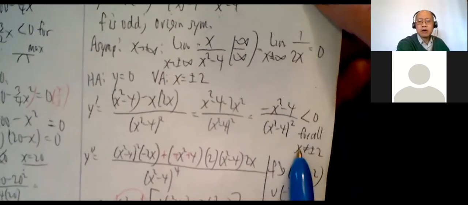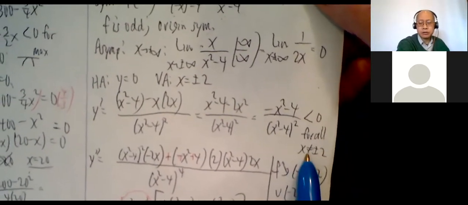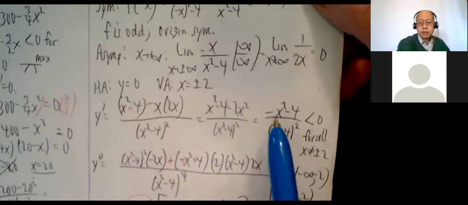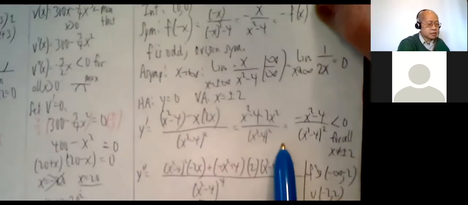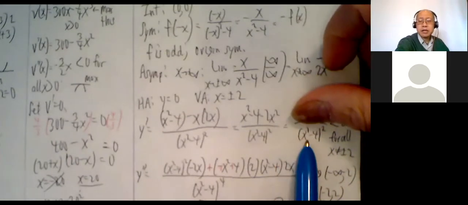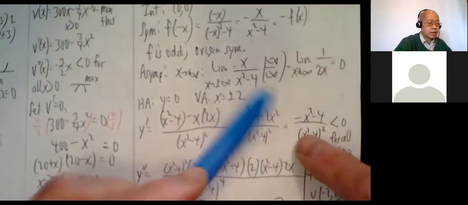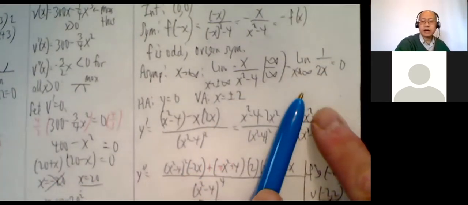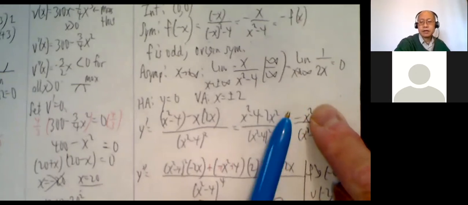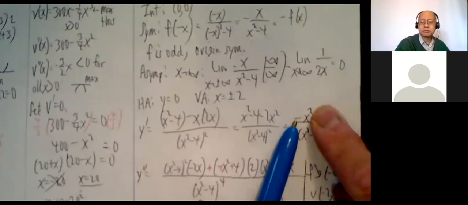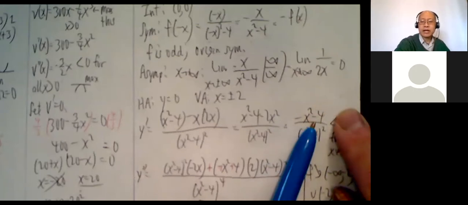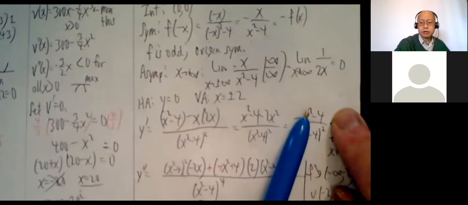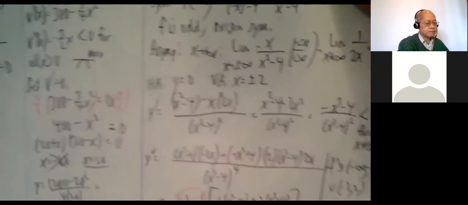And once again, this is less than 0 for all x not equal to plus or minus 2. So I don't have to set it equal to 0. If I look at this, the bottom is automatically positive, unless I plug in plus or minus 2, which I'm not doing. And I claim the top is always negative. Look at x squared: non-negative. Put a negative in front, now it's non-positive. Non-positive means 0 or negative. And then I subtract 4, it's got to be negative. So it's a negative divided by a positive, so less than 0.